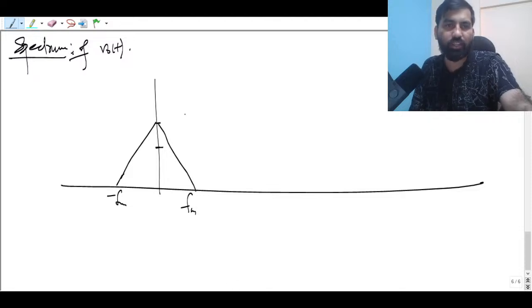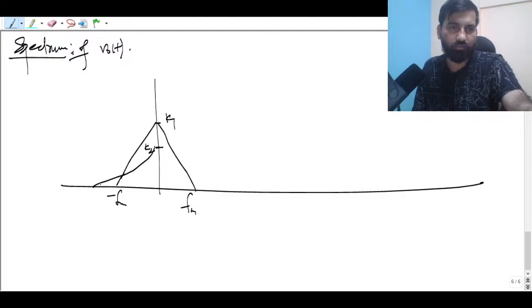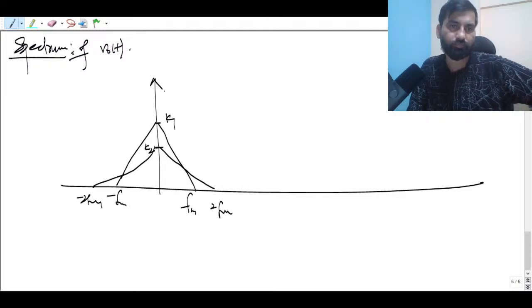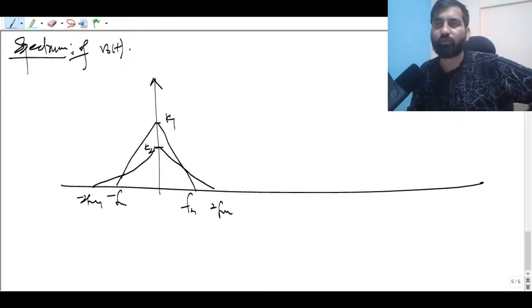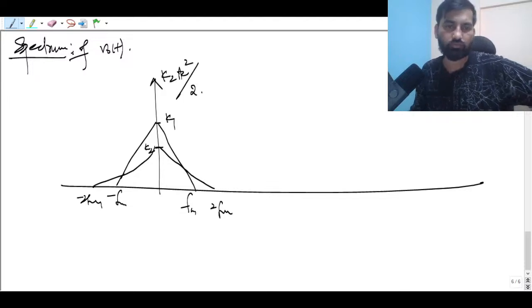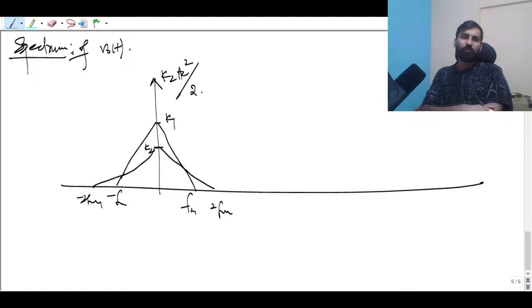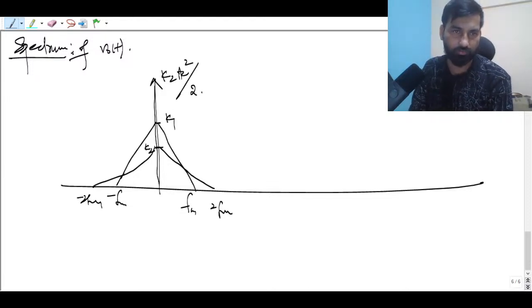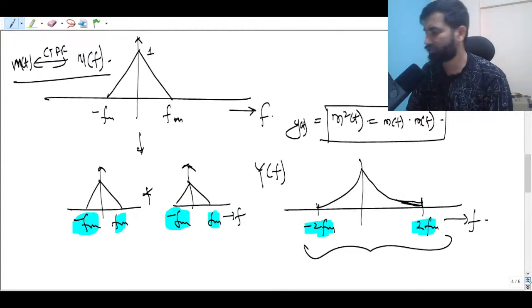So it will be nothing from here, the height is going to be K1. This is your K2, and this will be from minus 2fm to plus 2fm. Okay, the spread is going to be like this. Understand? The height is going to be K2 Ac square by 2. There will be one impulse as well, at f equal to 0. Understand?